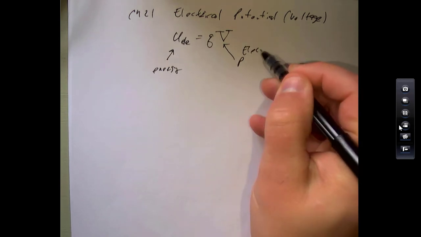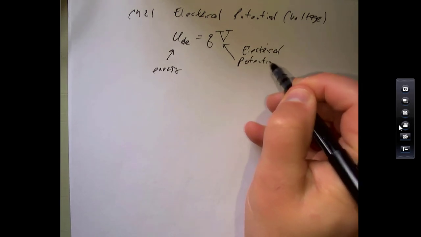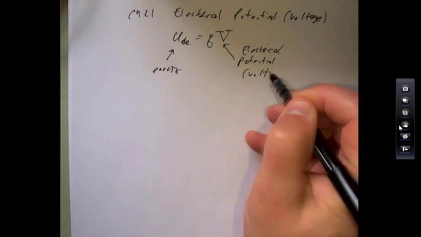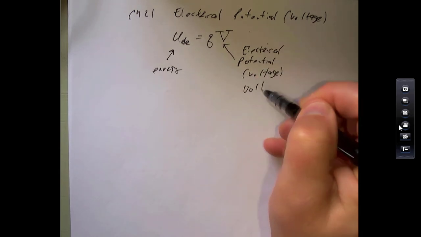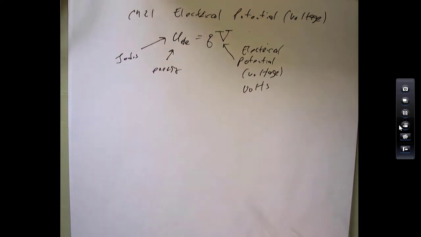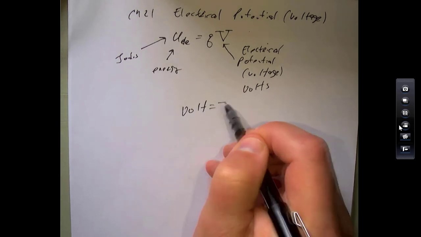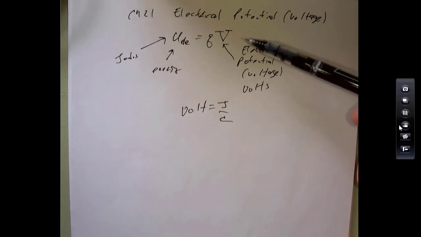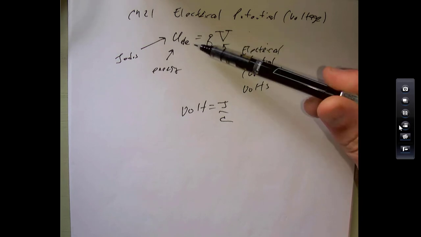Electrical potential, or commonly called voltage. So this is measured in volts. This is measured in joules. I think it's helpful to remember that a volt is a joule per coulomb. So if this is joules per coulomb, you multiply it by how many coulombs you have. That will tell you the amount of energy.